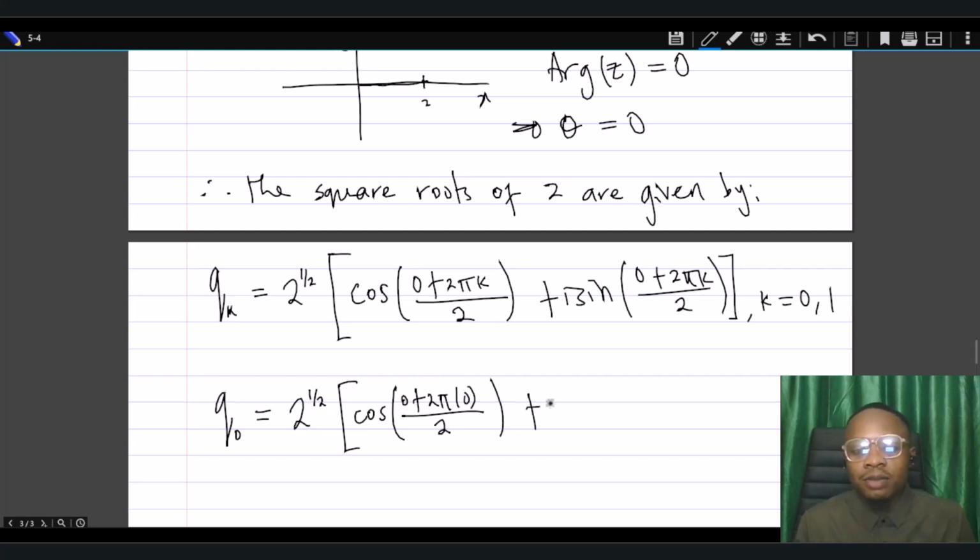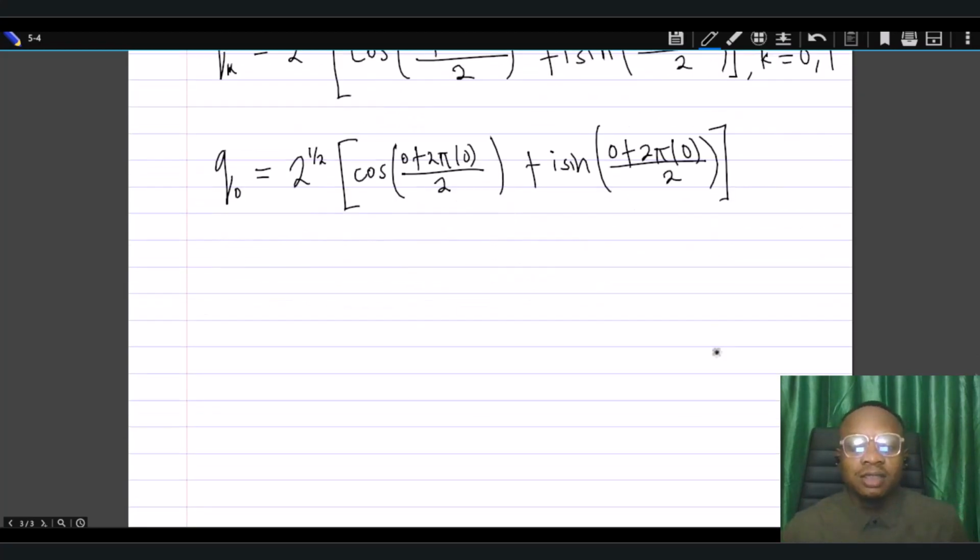And this will be plus i sine, we have 0 plus, so that's small, 0 plus 2 pi into 0, then divided by 2 as well. Then we'll close off all of these. So what does this give us? This gives us 2 to the power of 1 over 2 into cos 0. So this is 0 plus 0, that is 0 divided by 2, that is 0, then plus i sine 0.